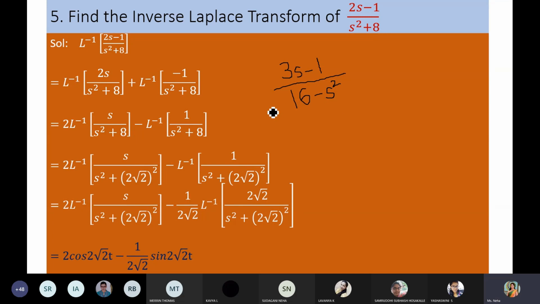See, what you have to do, take minus common from the denominator, s square minus 16. s square minus a square is the formula for either sine hyperbolic or cos hyperbolic. If you have a number on the top, then it will be sine hyperbolic. If you have s on the numerator, then it will be cos hyperbolic. And then the sign you have to adjust accordingly.